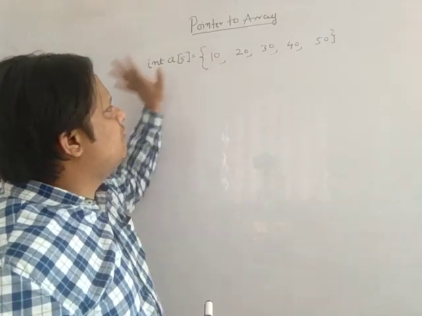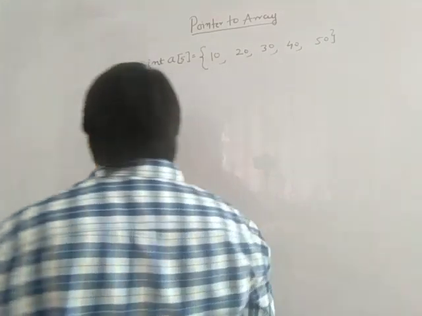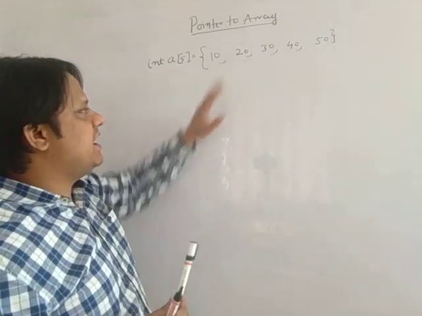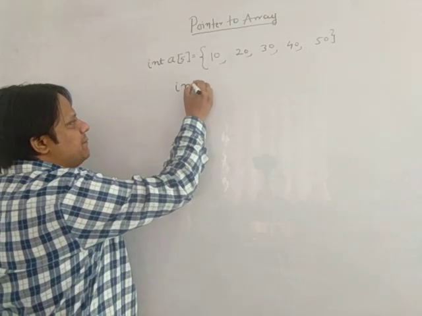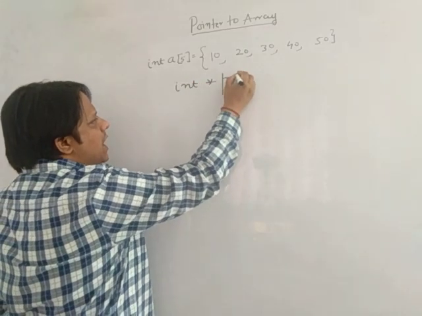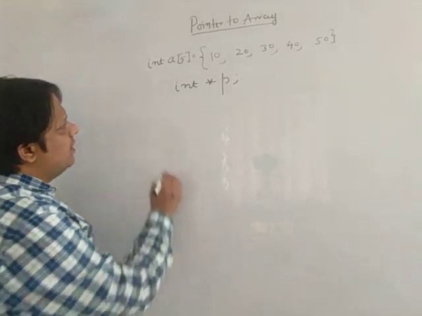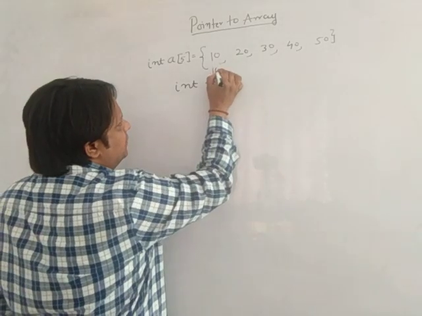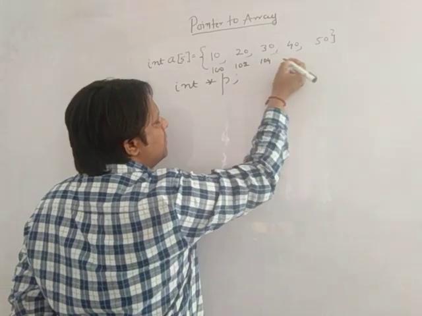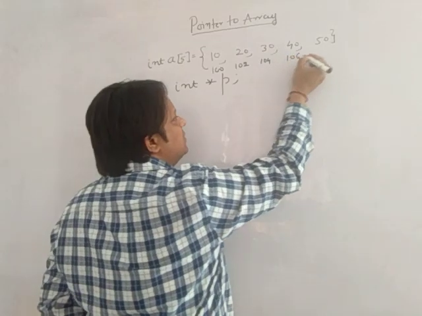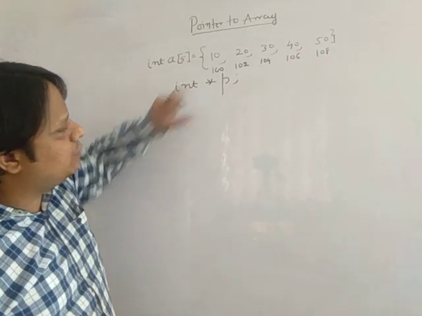For pointer to array, what do you require first? You require an array for processing, because you want to apply the concept of pointer on this array. So we require an array. Now we require a pointer, so I will write int *p. So I have a pointer p. Now let's suppose the address of the first element is 100, the second integer is 102, 104. I am taking 16-bit architecture, so 106, 108. Now I want my pointer to point to 100.